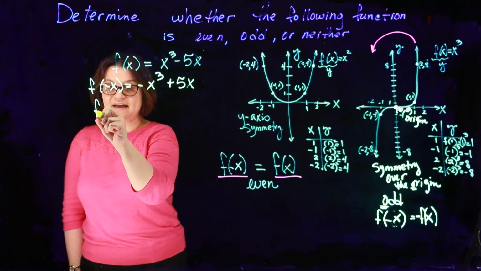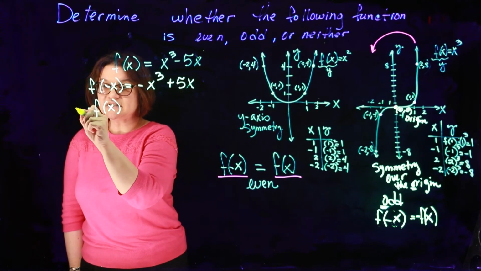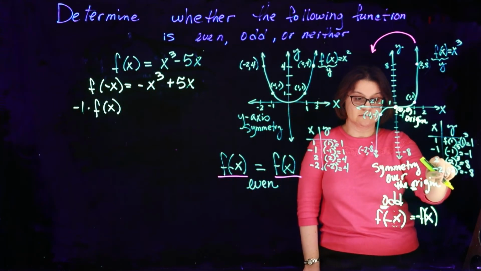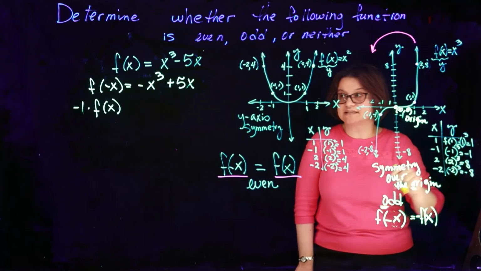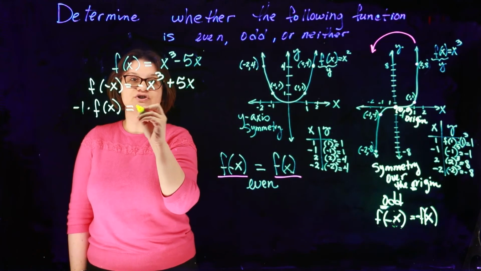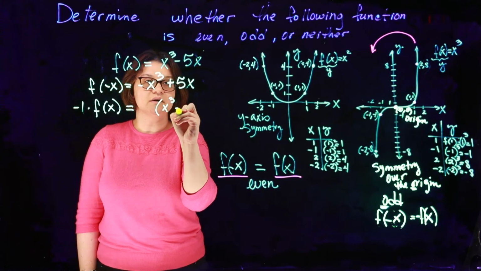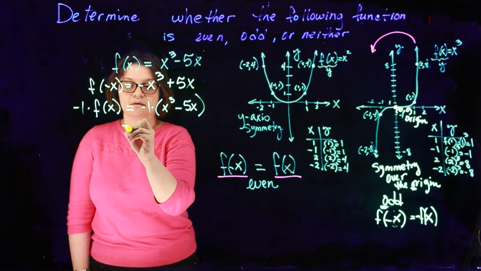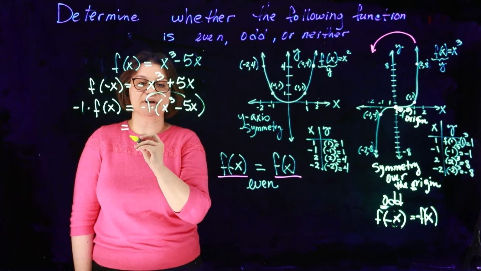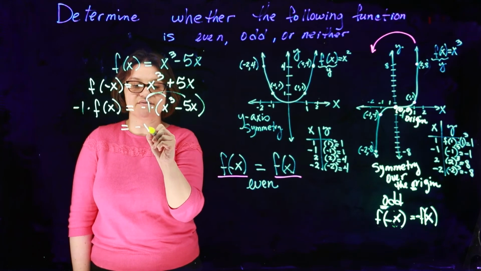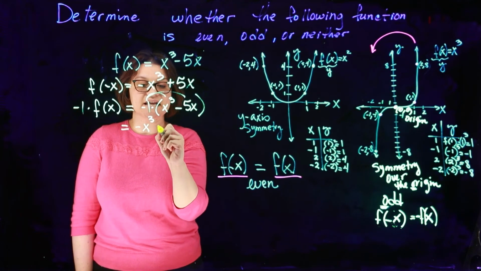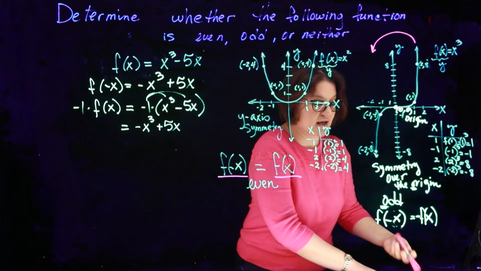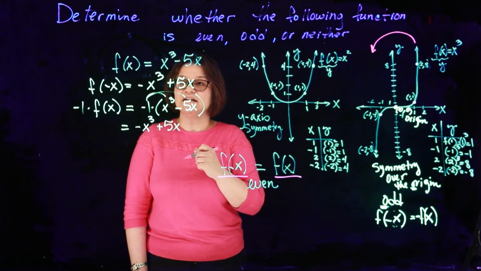So now I'm going to take f of x and multiply by negative 1. That's what that means. I'm going to take my original function, x cubed minus 5x, and multiply it by negative 1. Remember, we have to use the distributive property. Negative times positive is negative x cubed. Negative times negative is positive 5x. All right, so now let's see. Let me get my red pink marker. All right, now let's look.